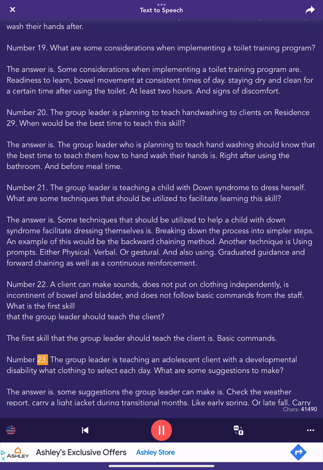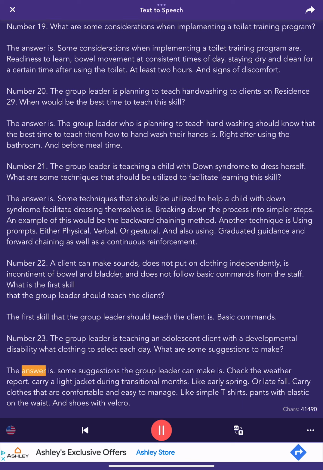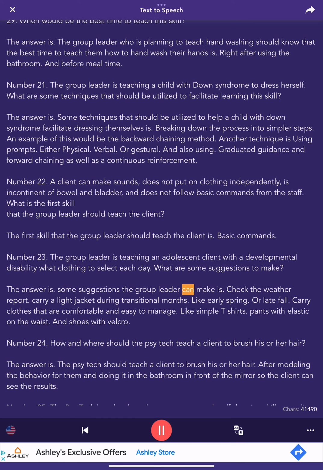Number 23. The group leader is teaching an adolescent client with a developmental disability what clothing to select each day. What are some suggestions to make? The answer is some suggestions the group leader can make is check the weather report, carry a light jacket during transitional months, like early spring or late fall. Wear clothes that are comfortable and easy to manage, like simple t-shirts, pants with elastic on the waist, and shoes with Velcro.